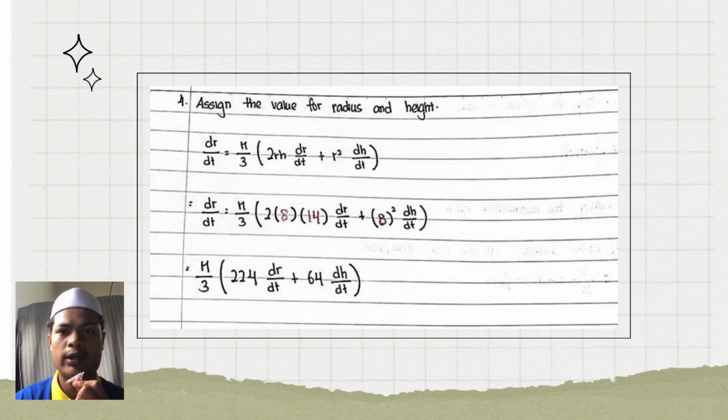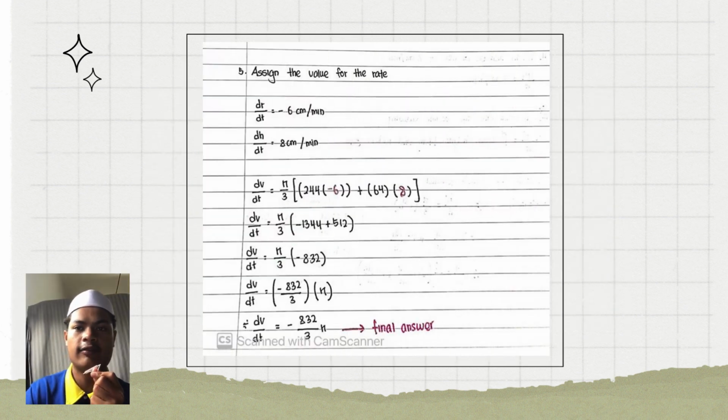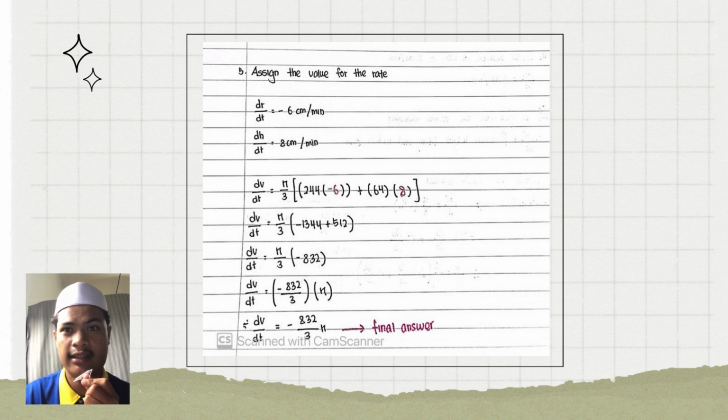For the next step, we must assign the values for radius and height that were given in the question. For this part, we get pi over 3 times 224 dr over dt plus 64 dh over dt. For the last step, we must assign the values for the rates using the latest answer.